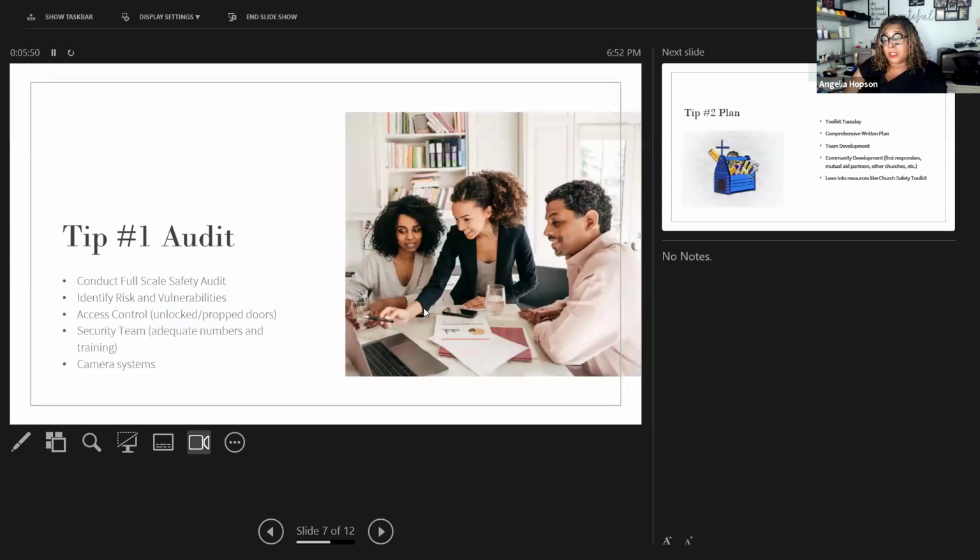So tip number 1 is an audit. You want to conduct a full-scale safety audit of your facility. What does that look like for doors? What does that look like for windows? What does that look like for entrances? You want to identify risk and vulnerabilities.